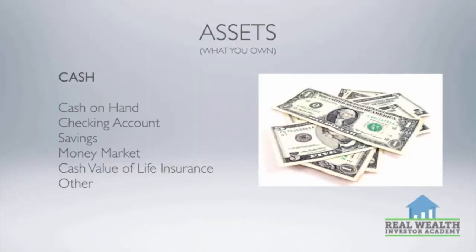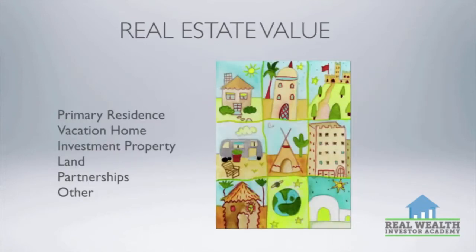When we're calculating assets, you look at first cash. What's the cash on hand in your pocket, at home, under your mattress? Hopefully not too much. In your checking account, your savings, money market, cash value of life insurance, or any other cash. Maybe you've got some silver, some gold coins. That's the real money. Where do you have that stashed? Just take note of all that. So cash would be on the assets side.